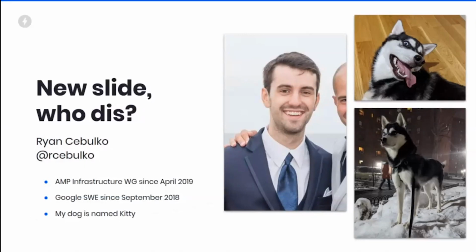Now, by way of introduction, my name is Ryan. I have been a member of the AMP Infrastructure Working Group since April of last year. I've been a software engineer at Google for about 2 years now, and I have a dog named Kitty who looks like a small wolf.